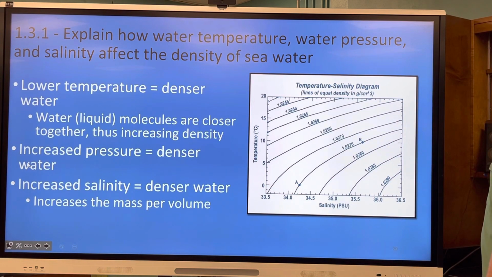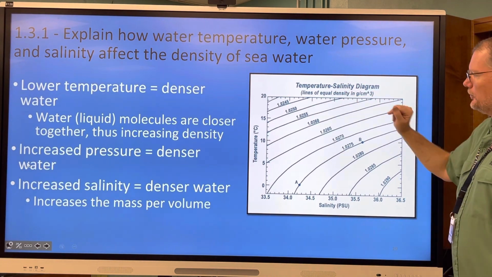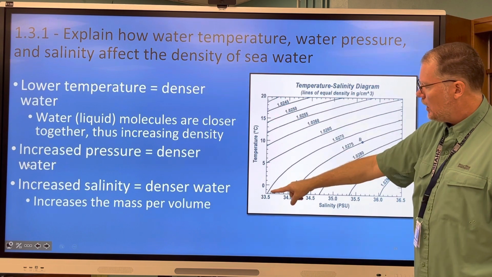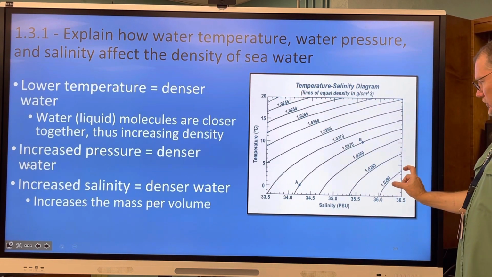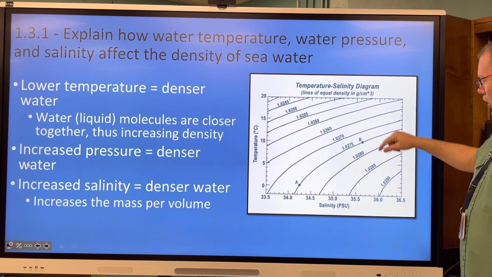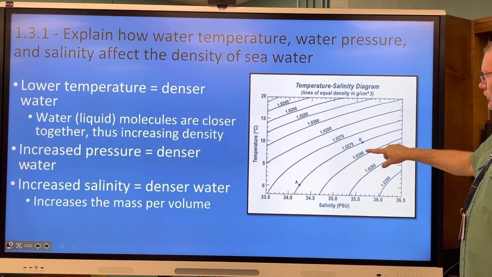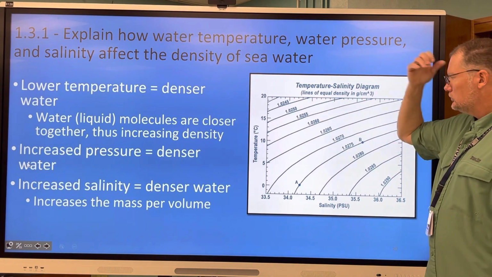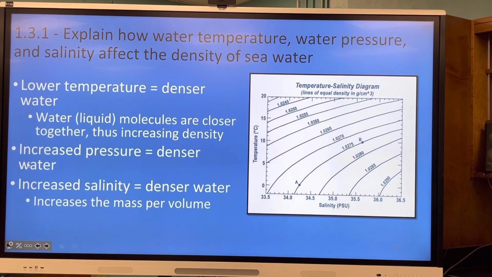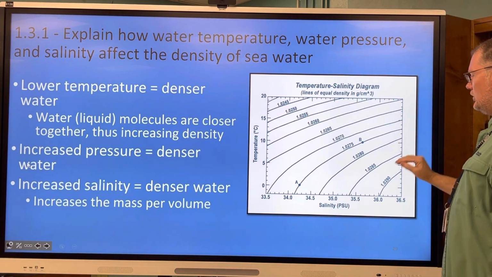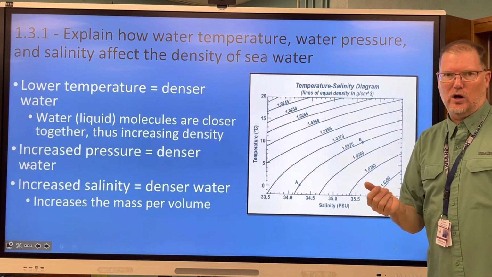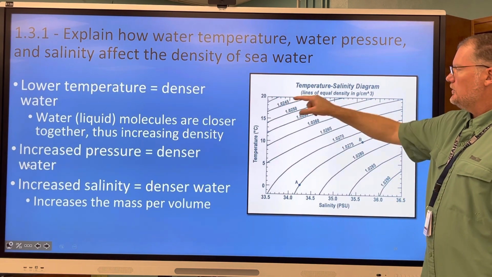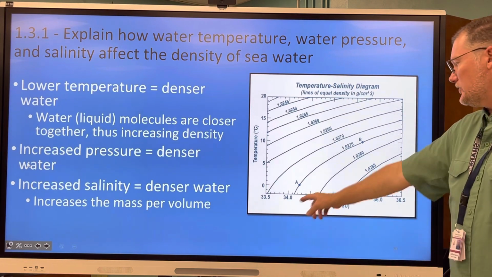And this is just a pretty complex diagram showing a temperature-salinity diagram. As the temperature goes up over here, you can see the changes in the salinity. Lines, sorry, that's density going down. Temperature goes up, salinity would go up, right? The density goes down, all right. This is the salinity down here.